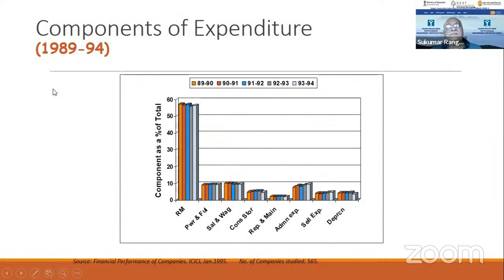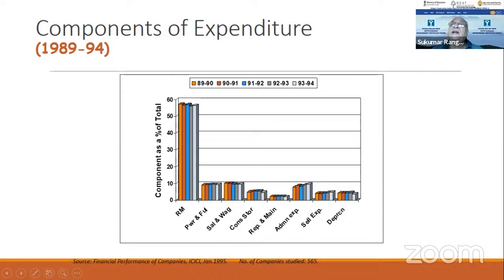Now, in any manufacturing, there are different heads of costs. Obviously, raw materials are there, power and fuel are there, salaries and wages are there, consumable stores, repairs and maintenance, administrative expenses, selling expenses, and depreciation on the capital cost. All these form the operating costs. Now, a survey was done of 565 manufacturing companies, across all sectors.